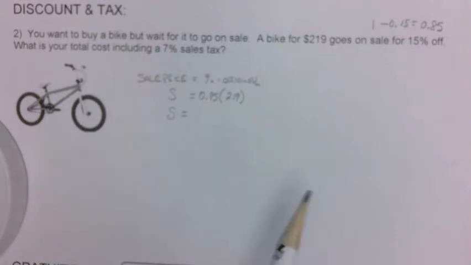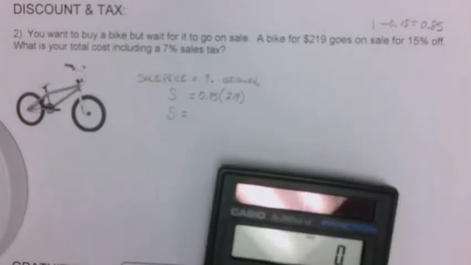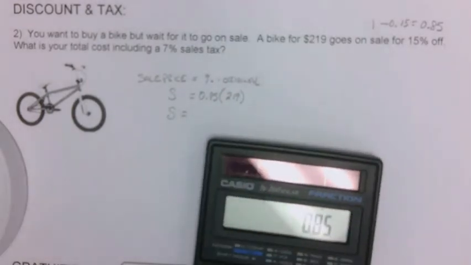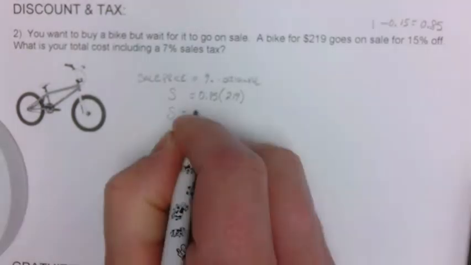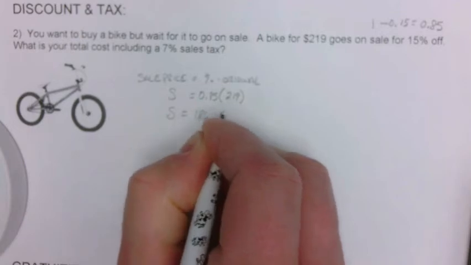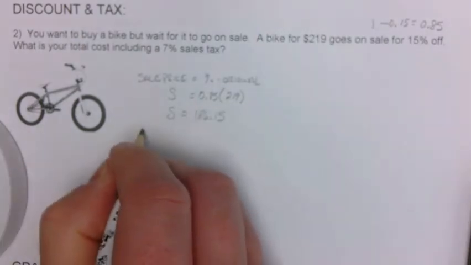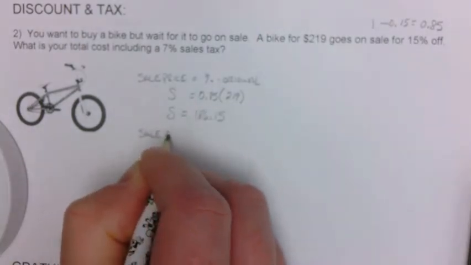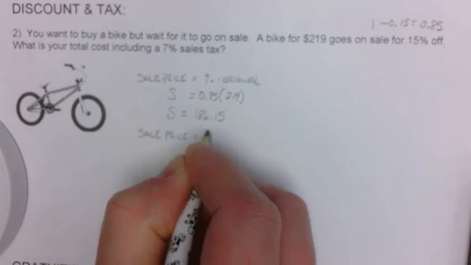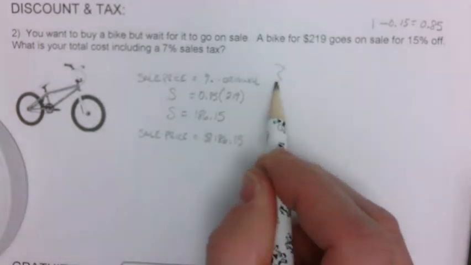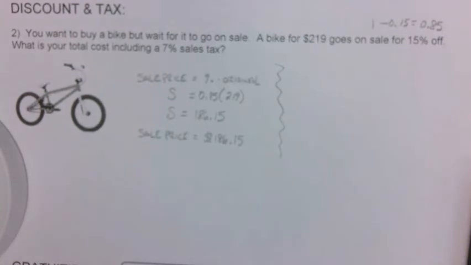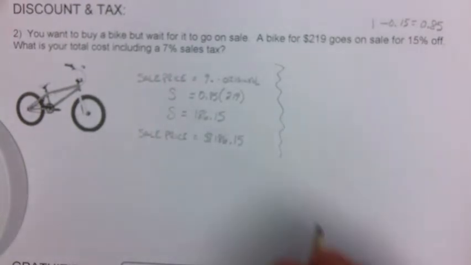So to get our answer, all we have to do is multiply 85 hundredths times 219. 85 hundredths times 219 comes out to be 186 and 15 hundredths, and that right there is the sale price. The sale price equals $186.15. Okay, now I'm ready to figure out what the total cost is when we include our tax.